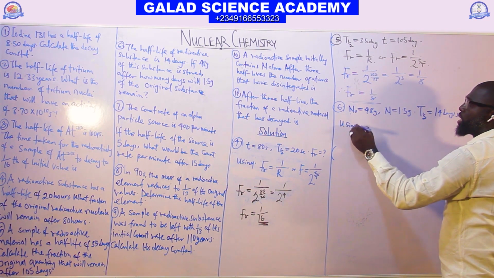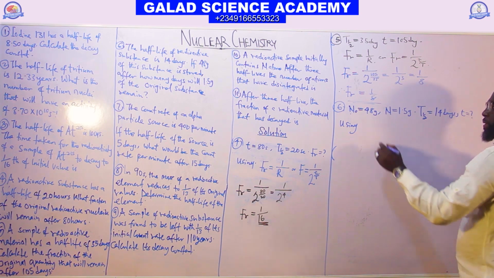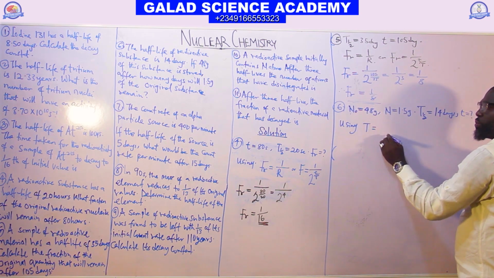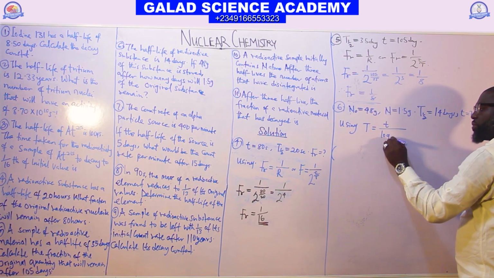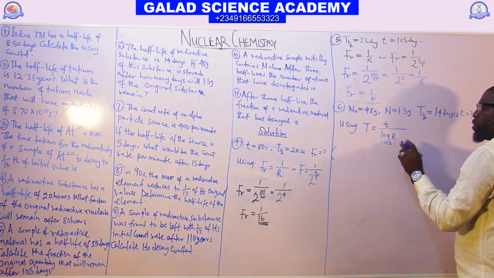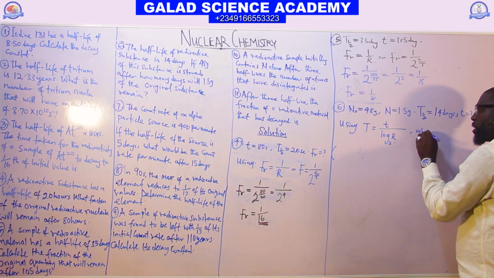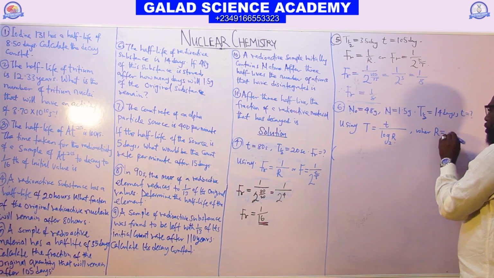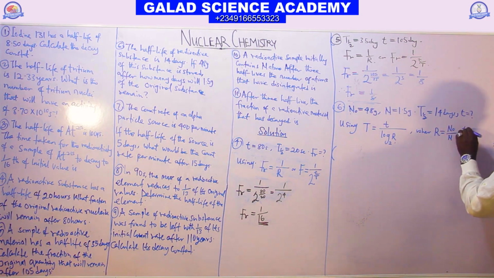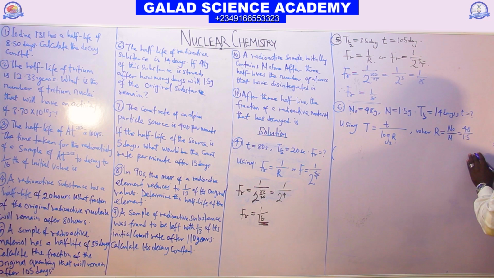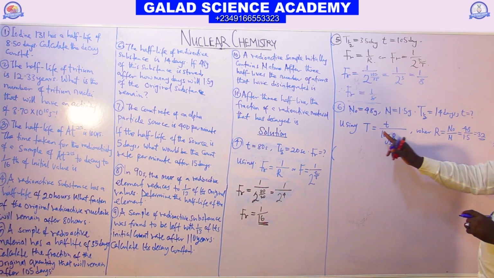Using that, we have small t should be equal to capital T over logarithm of R to base 2, where R is the distribution ratio, which is N naught over N. What is N naught here? It is 48, and N is 1.5. Divide 48 by 1.5 to give us 32.